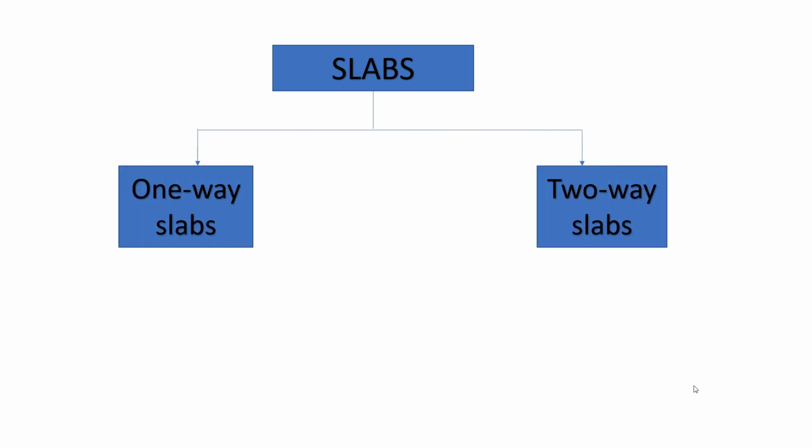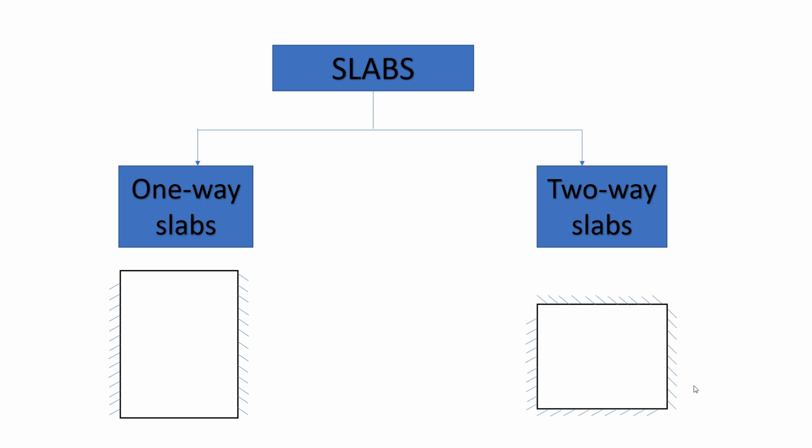In the case of one-way slabs, we have supports on two opposite edges, while in the case of two-way slabs, we have supports in all four directions. Another way of differentiating these two slabs is based on the aspect ratio, which is the ratio of the longer span Ly to the shorter span Lx. If this ratio is more than or equal to 2, then it is a one-way slab. If it is less than 2, then it is a two-way slab.